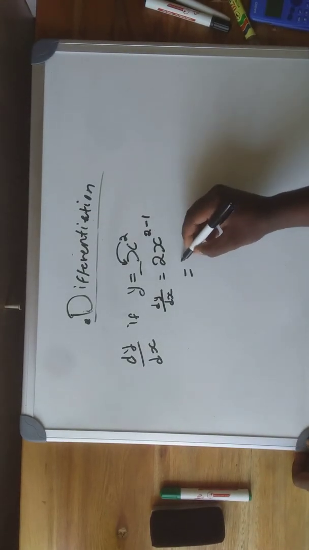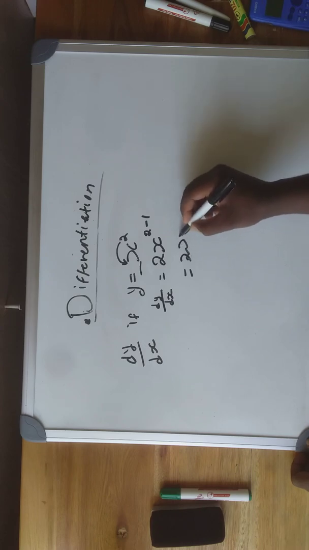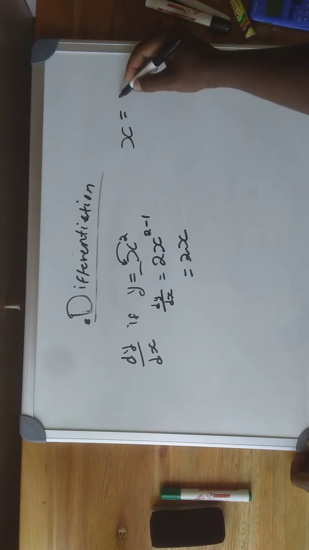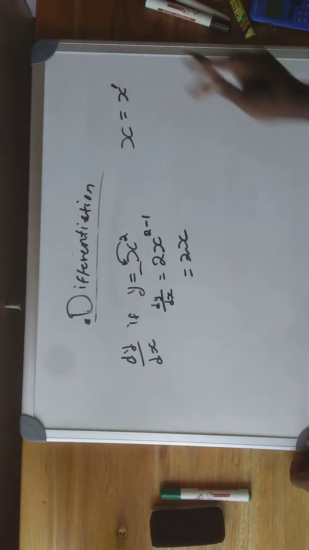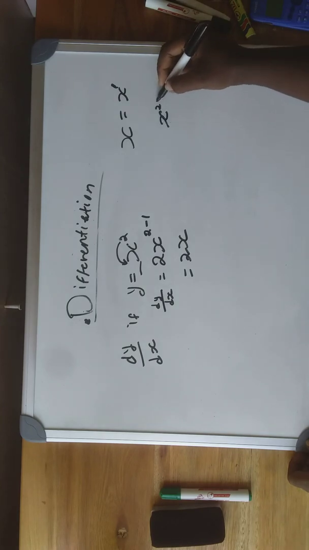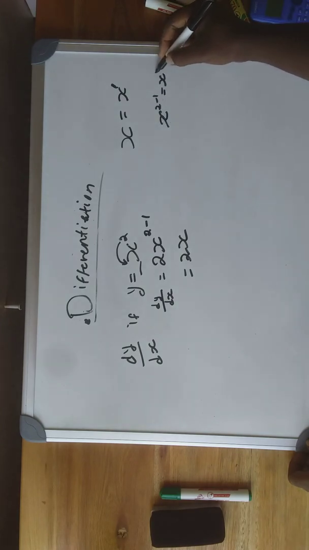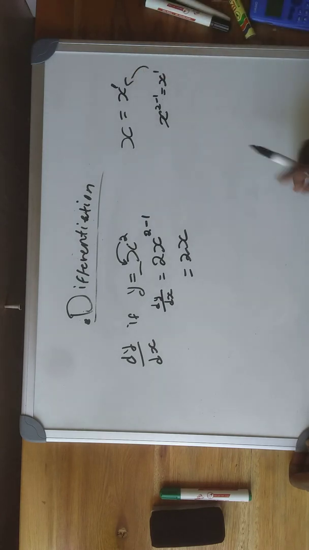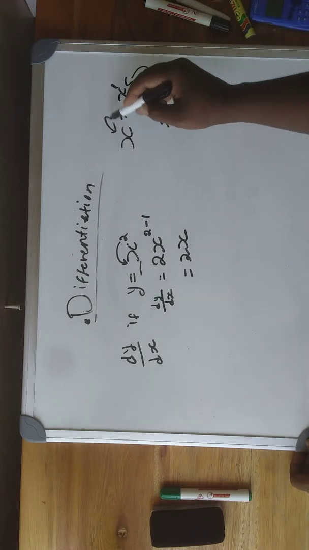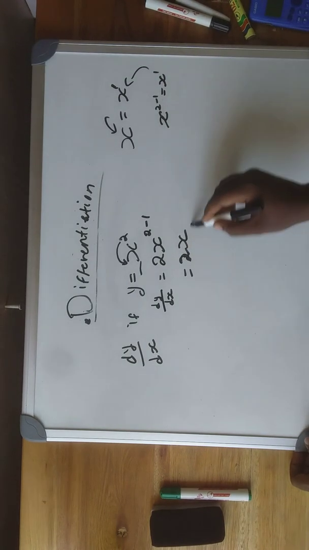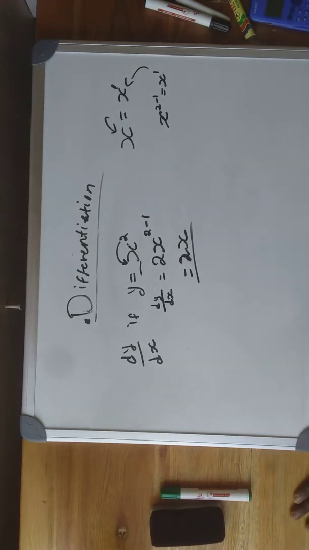So we're going to have 2x, because we know that x is the same as x to the exponent 1, and as we can see now, it's x to the power 2 minus 1, which is 1. So it's the same thing as that, which means we can just write x. Now we have 2x. Then we have differentiated.